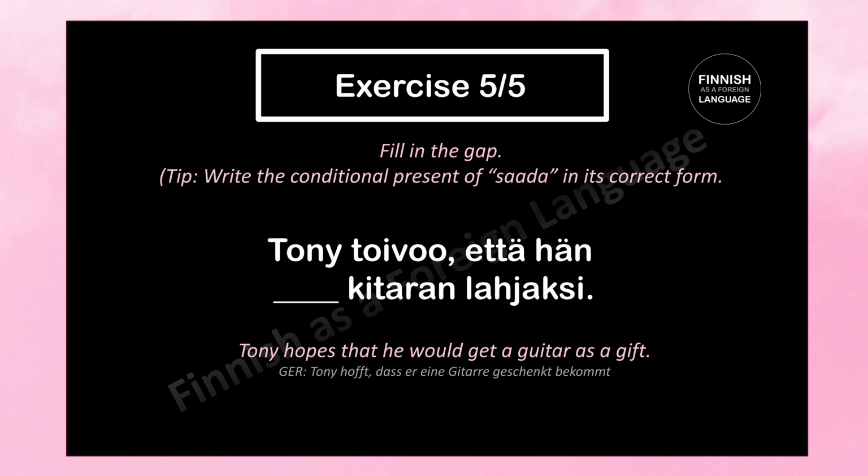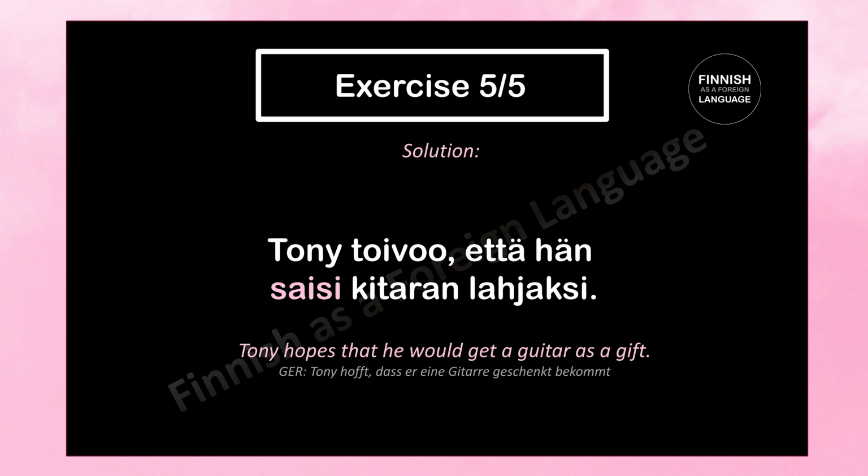One more, we wanna say, Tony hopes that he would get a guitar as a present. Tony toivoo, että hän kitaran lahjaksi. What do we need here? Excellent, the answer is saisi. Tony toivoo, että hän saisi kitaran lahjaksi. Tony hopes that he would get a guitar as a present.